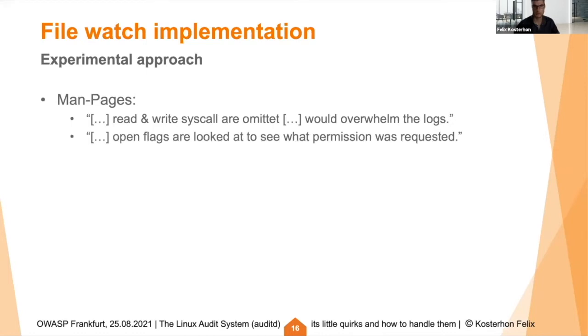Instead, the open flags are looked at to see what permission was requested, which means you can open a file in read-only mode, in read-write or write-only. And depending on what mode you open it in, for example read-only, a rule which only monitors write access won't trigger because it's read-only. But if you open it in a way that you can write to the file, the rule will trigger.